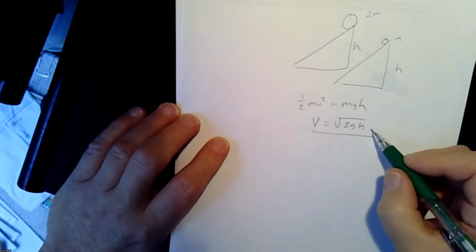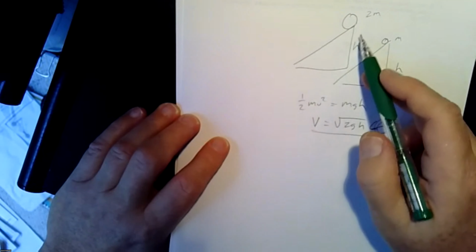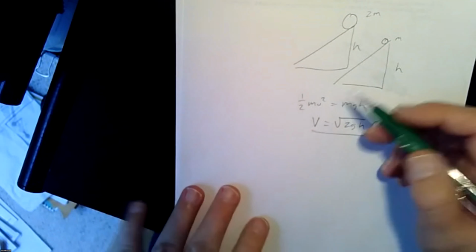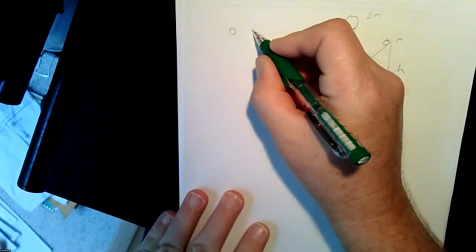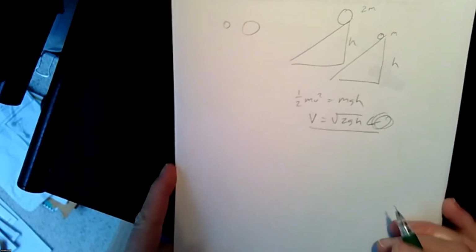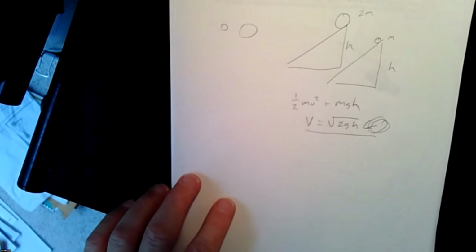Since there's no mass in that, it's independent. So both of them, if it's smooth, would get there at the same point. Just like if we were to drop two objects in a vacuum, a feather and a hammer on the moon, they both reach the ground at the same time.